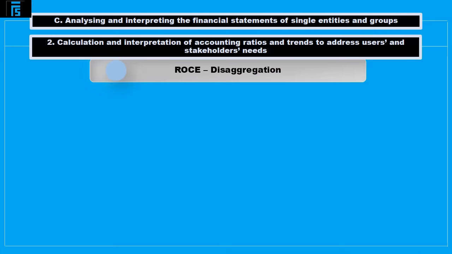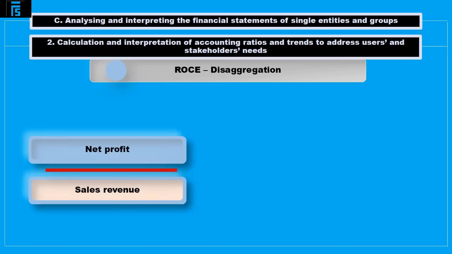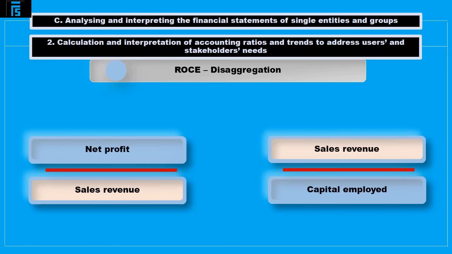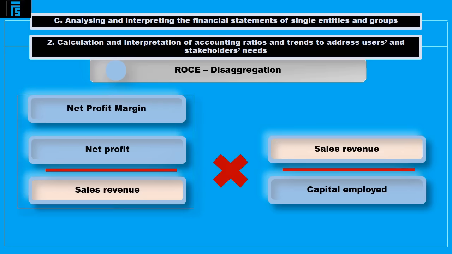ROCE may easily be decomposed into two further ratios: net profit divided by sales revenue and sales revenue over capital employed. You should appreciate that because sales revenue features in the denominator and numerator of the two fractions respectively, it effectively cancels out, leaving the relationship between net profit and capital employed. The first of the two ratios is naturally the net profit margin.